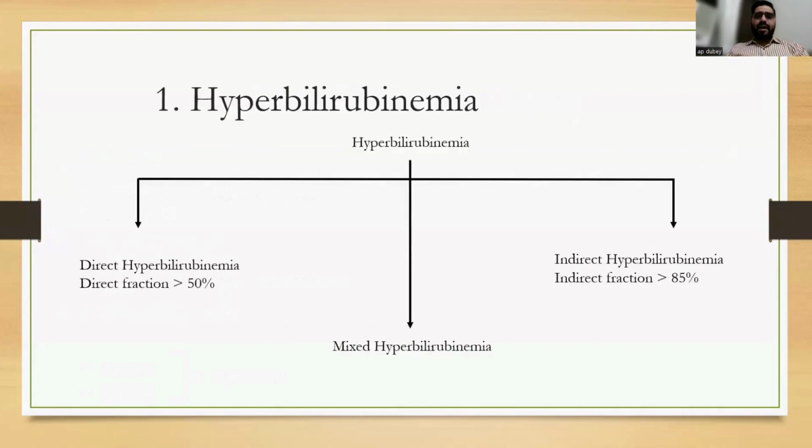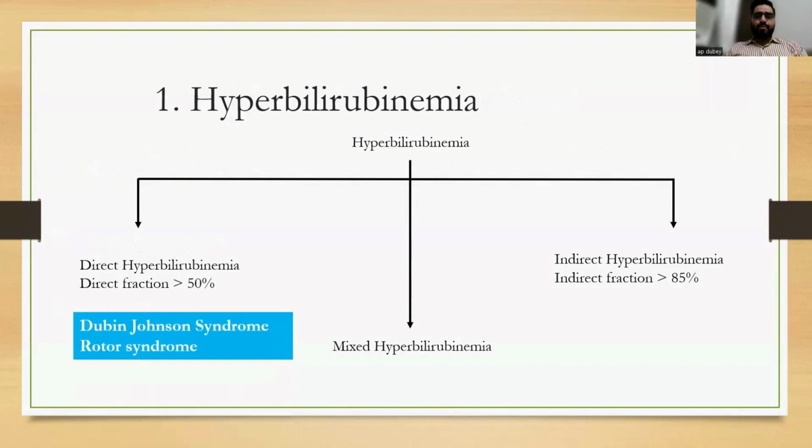First things first, isolated hyperbilirubinemia, that is increase in serum bilirubin without any derangement of other liver function tests. So whenever this is there, we stratify this into either direct hyperbilirubinemia, when the direct fraction is more than 50% of the total serum bilirubin, or indirect hyperbilirubinemia, where the indirect fraction is more than 85% of the total serum bilirubin. Why is this stratification important?